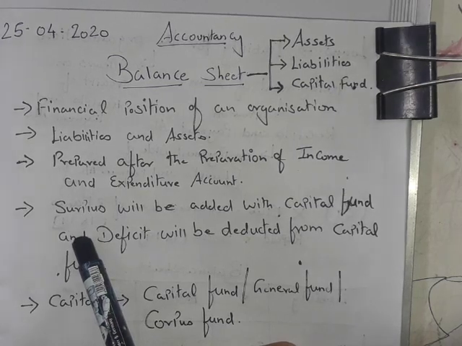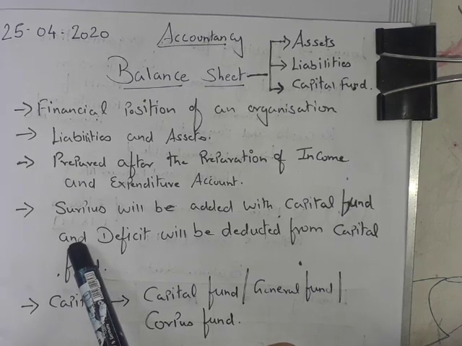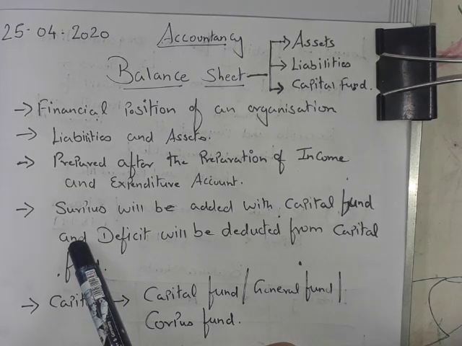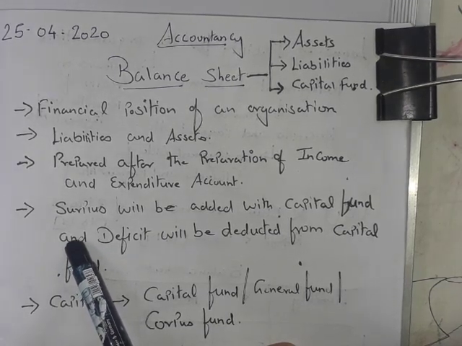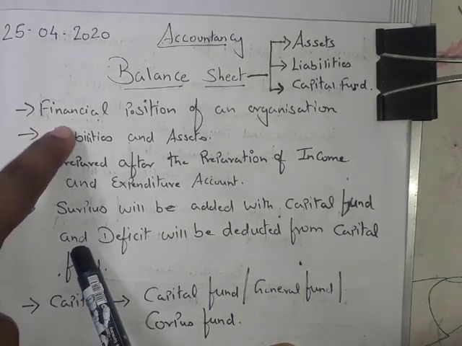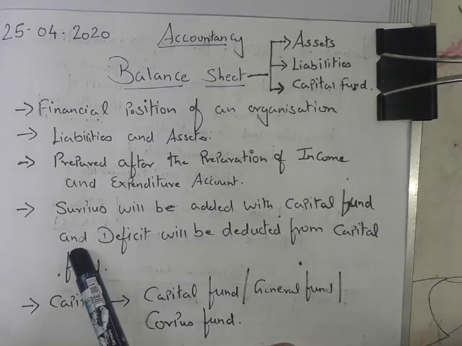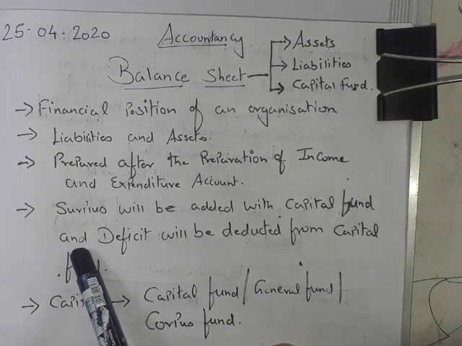But in a non-profit organization, we denote the term capital by capital fund. So the method of preparing the balance sheet is the same as how we prepared it last year in grade 11, whereas the term capital alone will be denoted by capital fund. In a nutshell, the balance sheet is the financial position of an organization. By looking at the balance sheet, we will come to know the financial position of the organization.